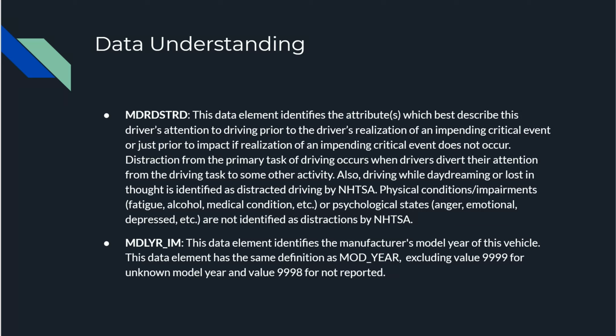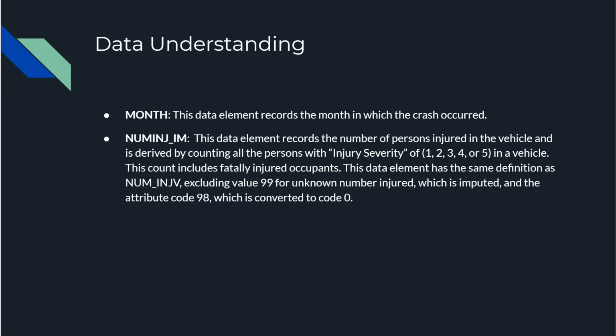The next one, MDLYR underscore IM. This data element identifies the manufacturer's model year. Basically, the older the car is, the fewer safety features built in. Excludes unknown model years and not reported. Alright, month. This data element records the month in which the crash occurred. Basically having this one here if we're interested in doing some time series analysis.